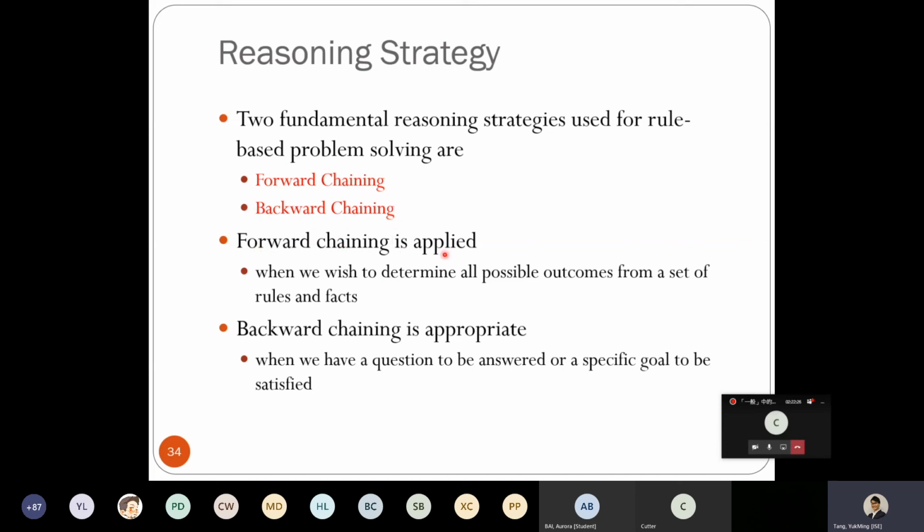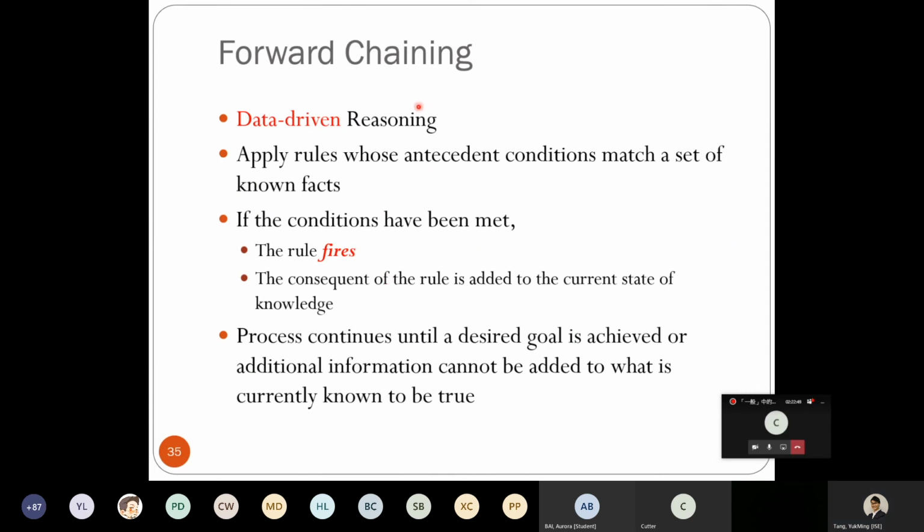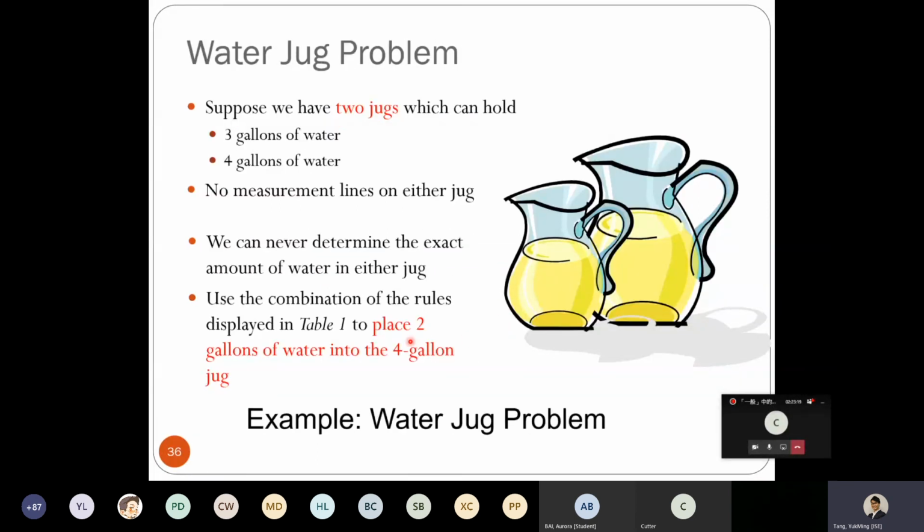We apply forward chaining when we wish to determine all possible outcomes. But if you want to find out the answer, or you have a specific goal to be satisfied, then you may apply backward chaining. So there are two different approaches you may apply based on different situations. The forward chaining approach is a kind of data-driven reasoning. If the condition has been met, or we call the rule is fired, then the consequence of the rule is added to the current state of the knowledge, and then we proceed to the other state.